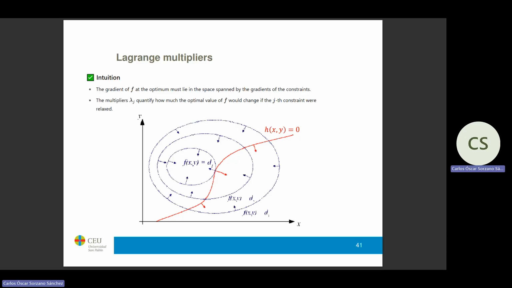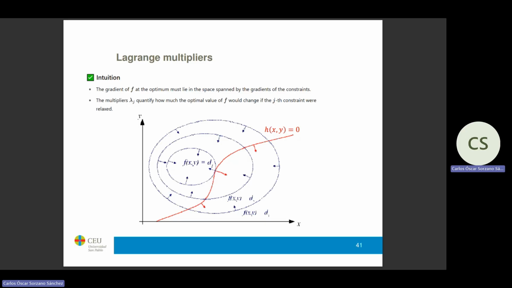Actually, you know that the gradient goes in the direction of surface growth. So this is the maximum. Okay, so the gradient is pointing there. So this is a maximum, but you have a mountain here. You have some constraint, this one. And then what we are saying is that the optimum of that problem has to be at a point such that the gradient of the function at that point, this is the gradient, is in the space spanned by the gradient of the constraint.